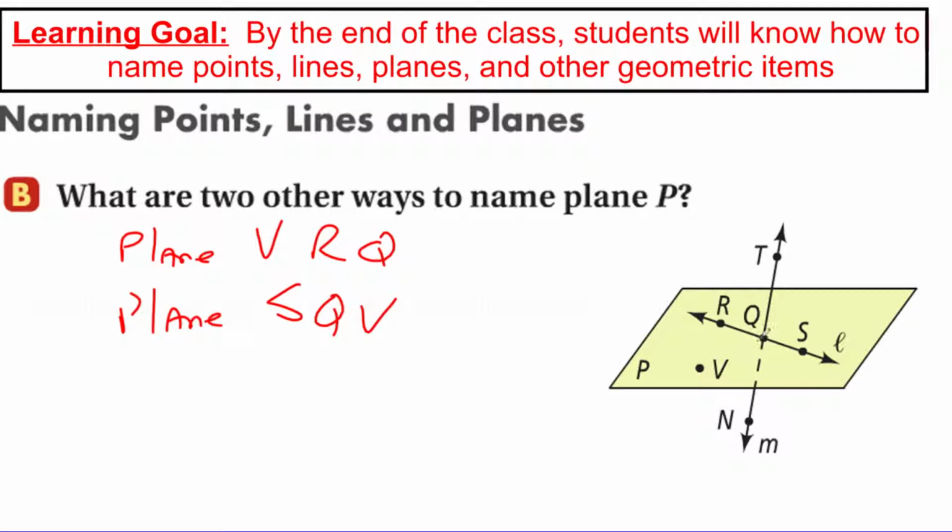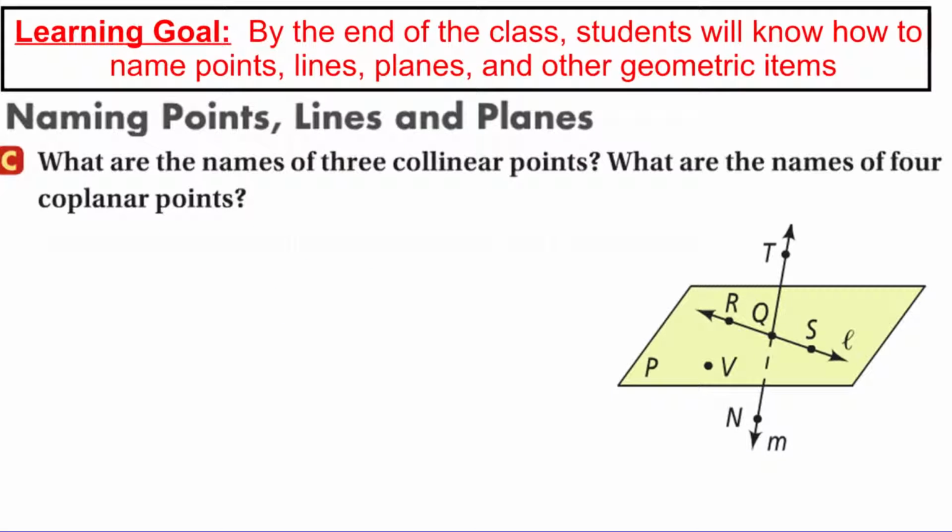So any 3 letters. I couldn't use RQS because they make a straight line. I also could not use T or N because those points are not on the plane at all. So be careful that you're using 3 letters that are on the plane, and make sure that all 3 of those letters don't make a straight line, and then you're good to go. Okay, so 3 collinear points.